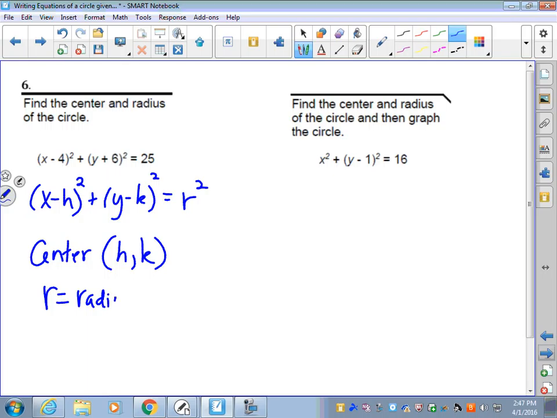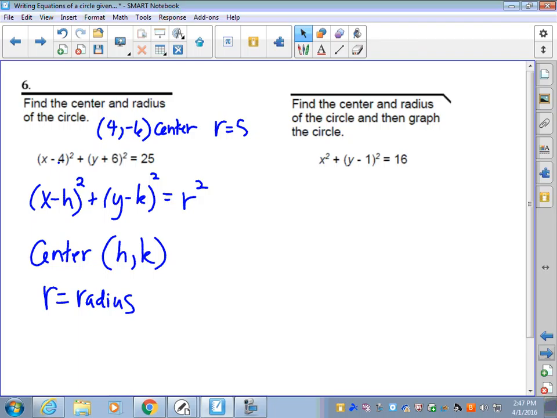So they want you to basically plug in this information. Just do the opposite. If this is minus 4, then the point is a positive 4. If it's plus 6, then it's a minus 6, or a negative 6. So that's our center, h and k. And then our radius, since it's 25, that's the radius squared, so take the square root. So the radius would be 5. And I think you kind of knew that already.